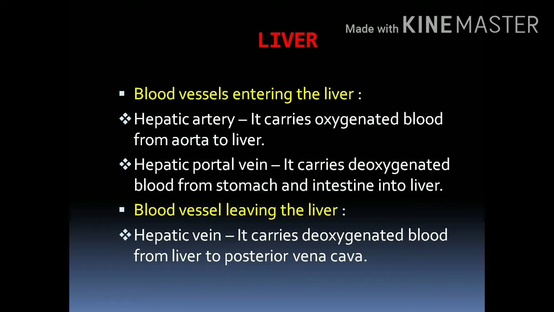Next, blood vessel leaving the liver. Hepatic vein: it carries the deoxygenated blood from the liver to the posterior vena cava. So these blood vessels are very important.